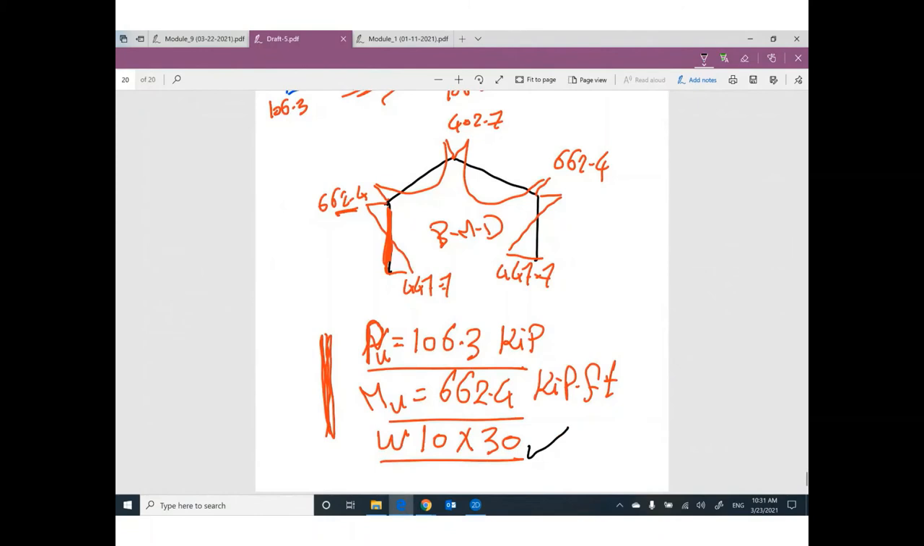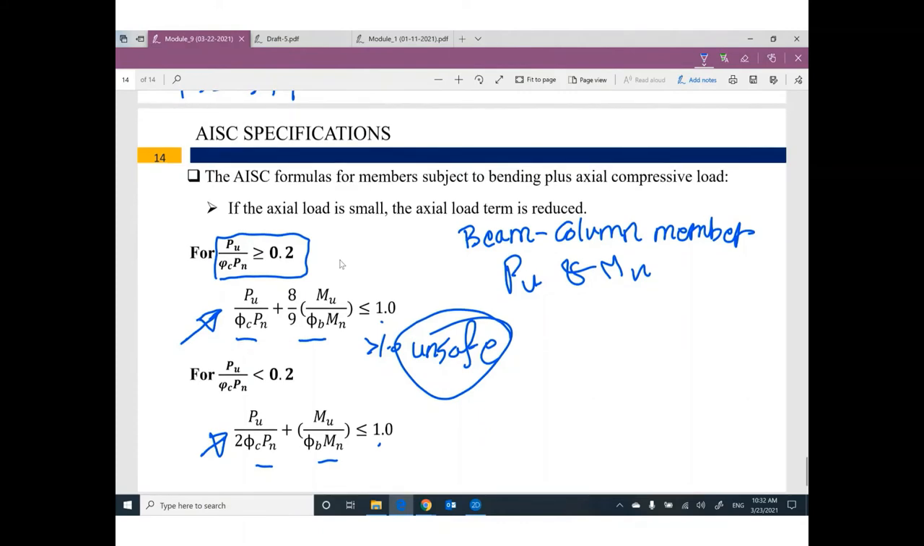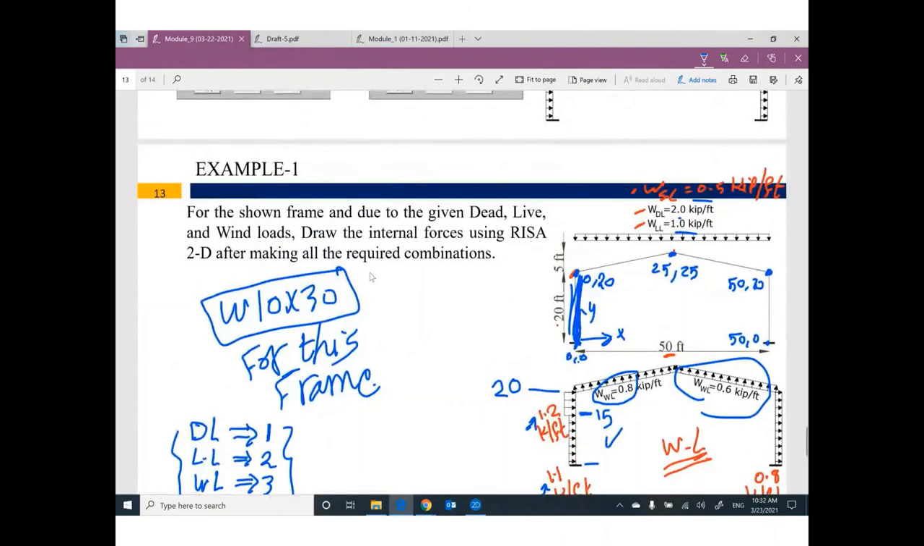If it is, this cross section that you choose is safe. Or if P ultimate divided by phi Pn is smaller than 0.2, go ahead and use this expression and make sure the two terms are less than 1. If it is, the cross section is safe. If the value is far away from 1, it's more safe. You can reduce it. If it's greater than 1, it will be unsafe. That makes sense?